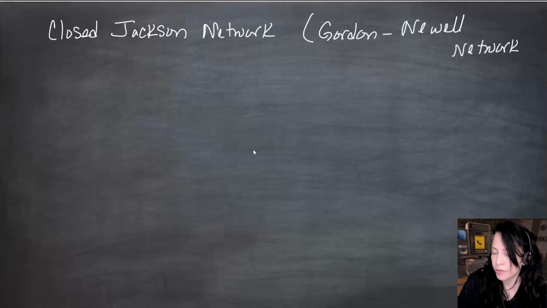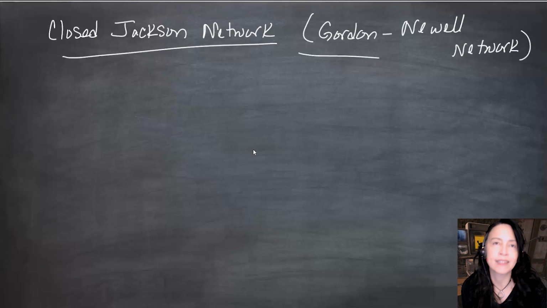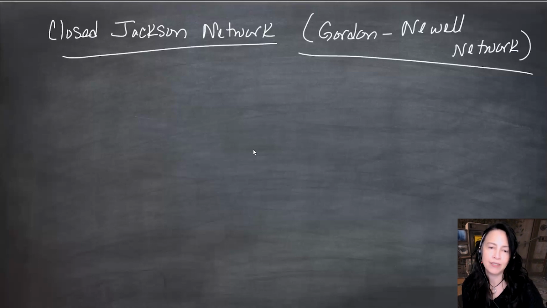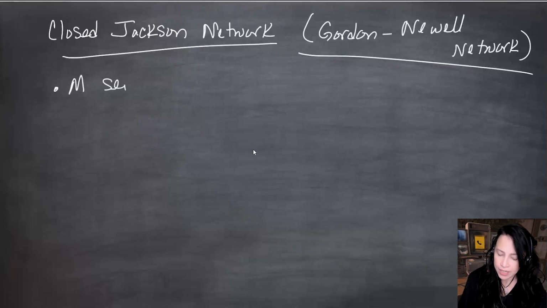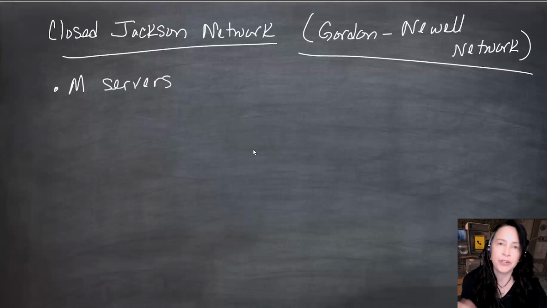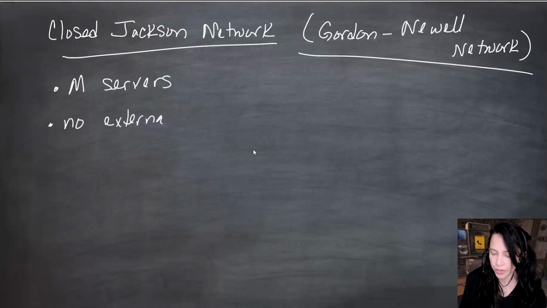And there is a version of Jackson's theorem for this that most people just call Jackson's theorem for closed networks, but really you should call it the Gordon-Newell theorem. So we've got M servers, just like we did with our generic Jackson network, and we have no external arrivals or departures. No one leaves the system, no one comes in. It's an awful lot of R's there.